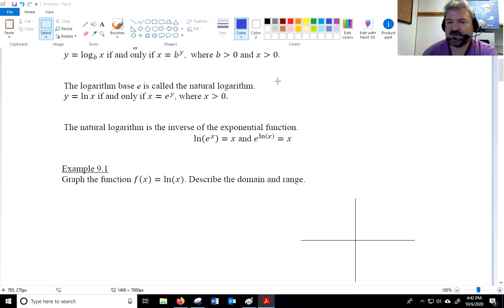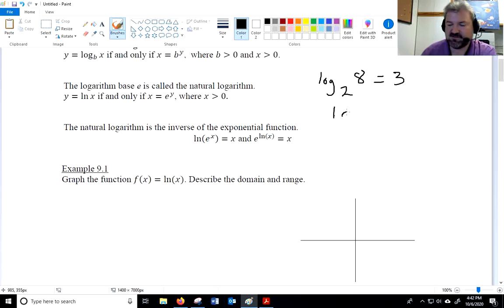Let me just give you a quick example that uses a number besides e. So for example, if we had to evaluate the log base 2 of 8, we need to think, well, what is that? What number, when I raise 2 to that power, gives me 8? And the answer is 3. So that's kind of the same idea.